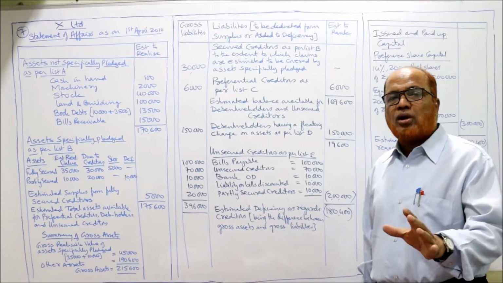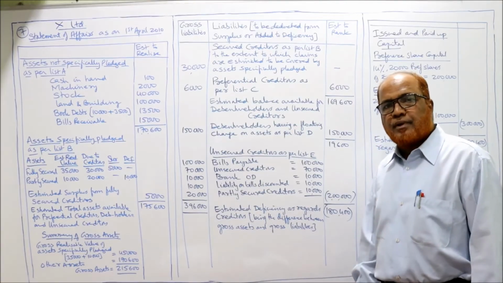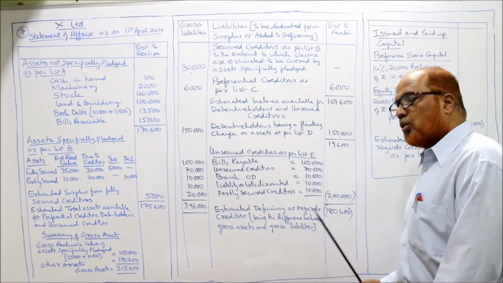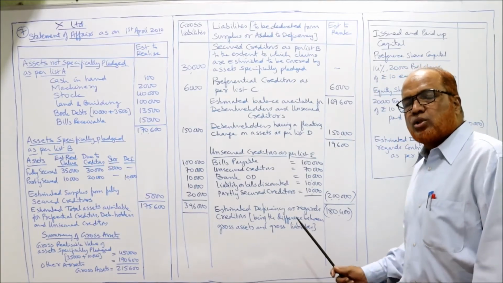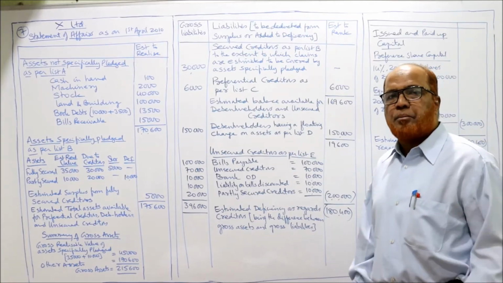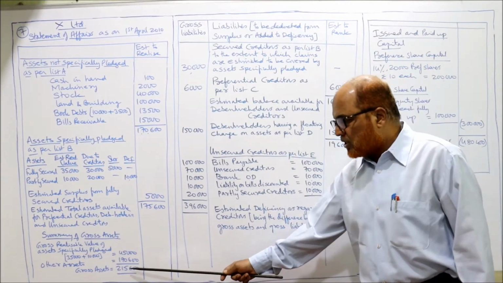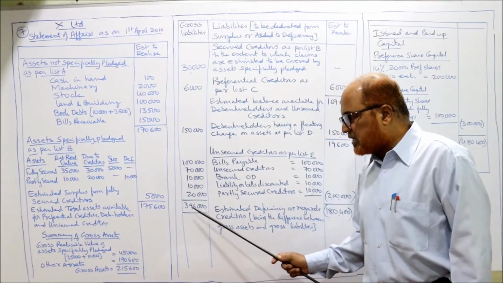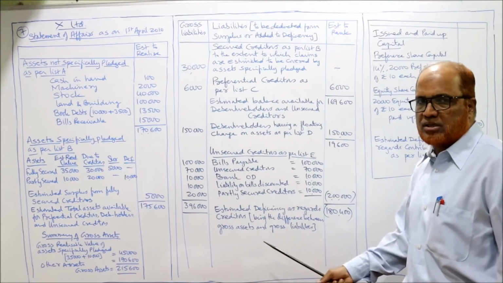The company is not in a position to pay fully to unsecured creditor. Pay karna hai unsecured creditor ko 2 lakh rupees, but the company is having only 19,600. So there is a deficiency as regards creditors 1,80,400, being the difference between gross assets and gross liability. Find out the difference. 2,15,600 minus 3,96,000. You will get minus 1,80,400.